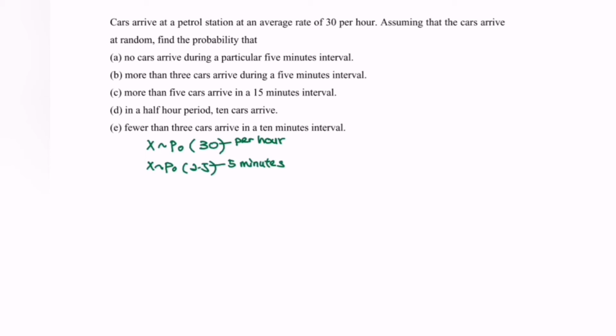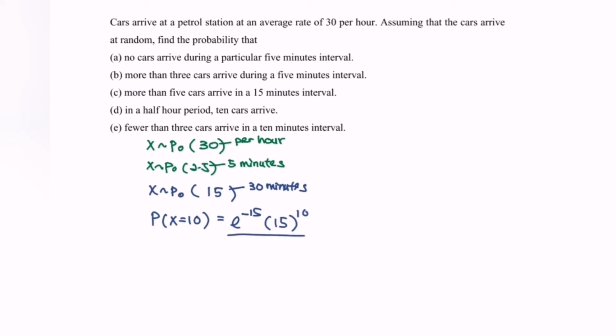Next, referring to question D: in a half-hour period, 10 cars arrive. So the title has to be half an hour. That means we have to multiply by 6, so we will have 30 minutes. As for the lambda, it will become 15, because we multiply 6 with 2.5. The question is asking about 10 cars arriving, so X equals 10. e to the power of negative 15, times 15 to the power of 10, over 10 factorial. So the probability that X equals 10 is 0.0486.